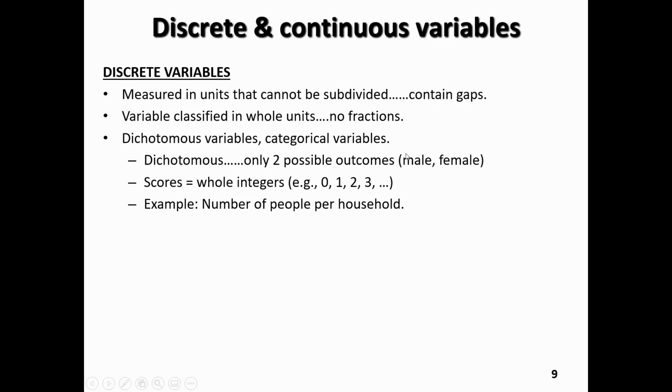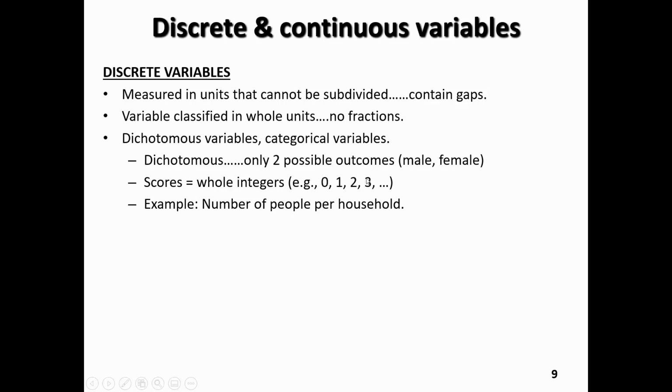If we extend the definition of gender, then it is no longer dichotomous. It would be categorical, where there would be more than two categories. But anytime we see the word dichotomous, di meaning two. In terms of scores, whole integers are often used.